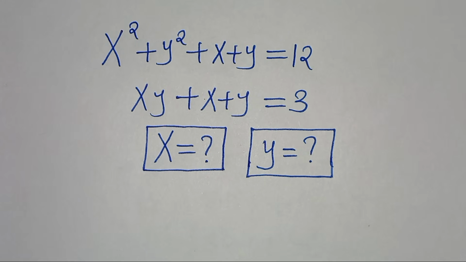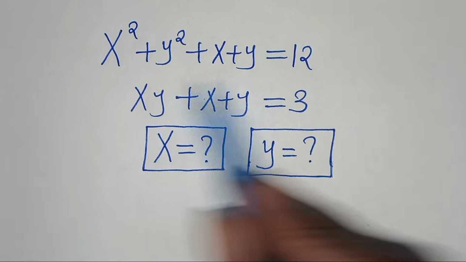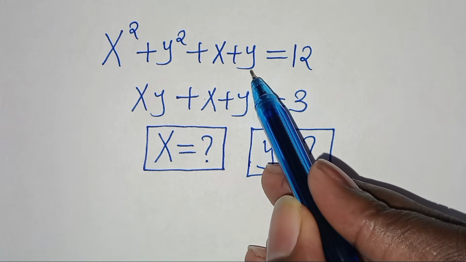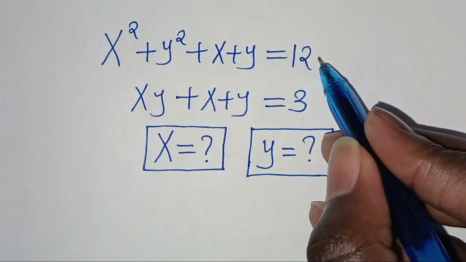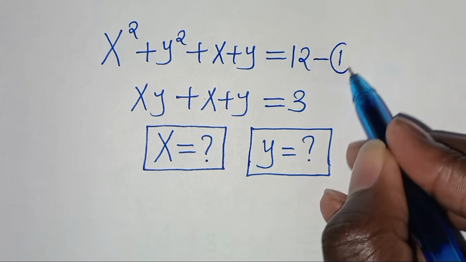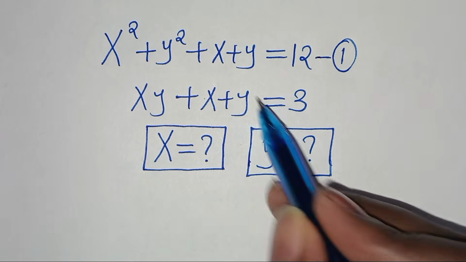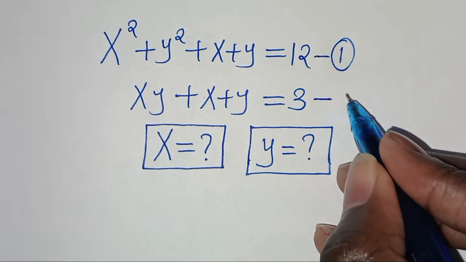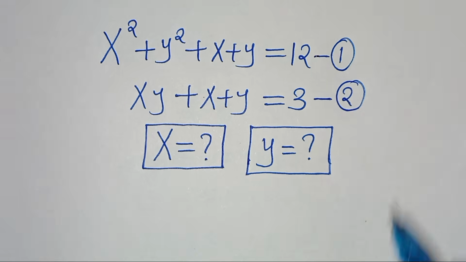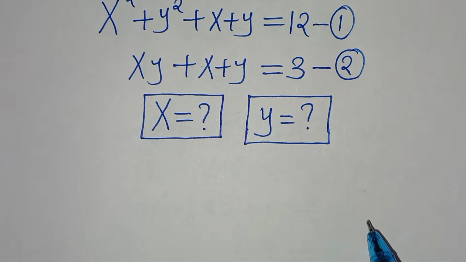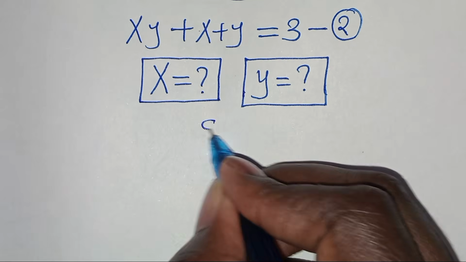Hello everyone, you're welcome to solve this nice algebra problem, which is x squared plus y squared plus x plus y. This is equal to 12. Now let's call this equation 1. Then we have xy plus x plus y. This is equal to 3. Let's call this equation 2. So what is the value of x and what is the value of y? Now let's provide a solution from here.